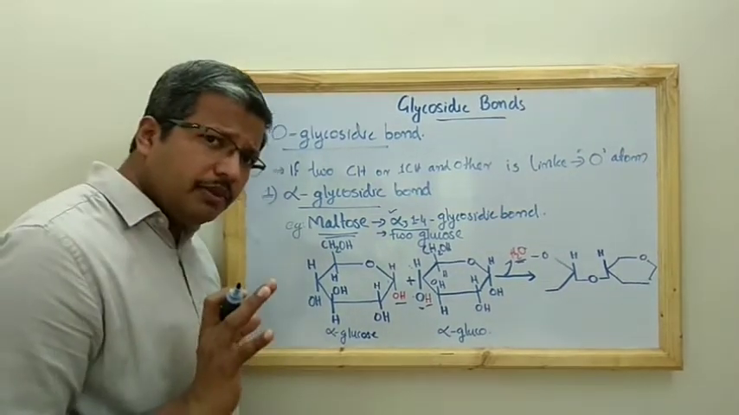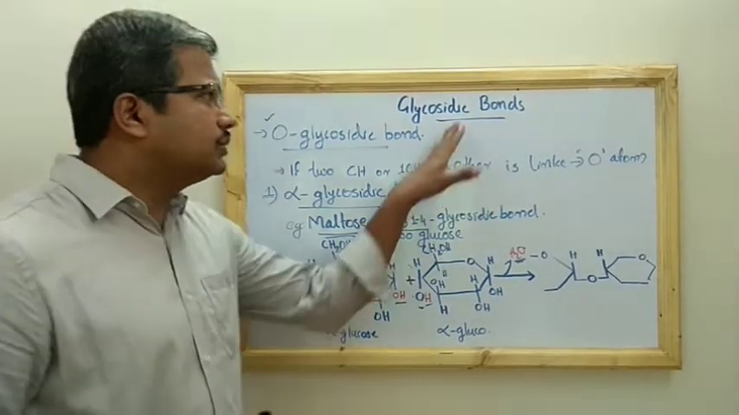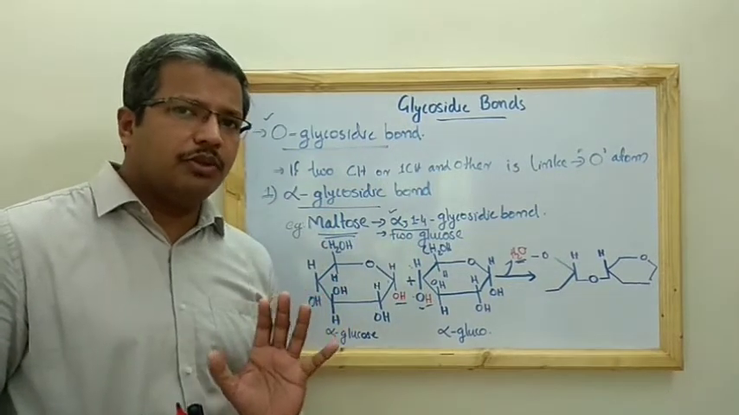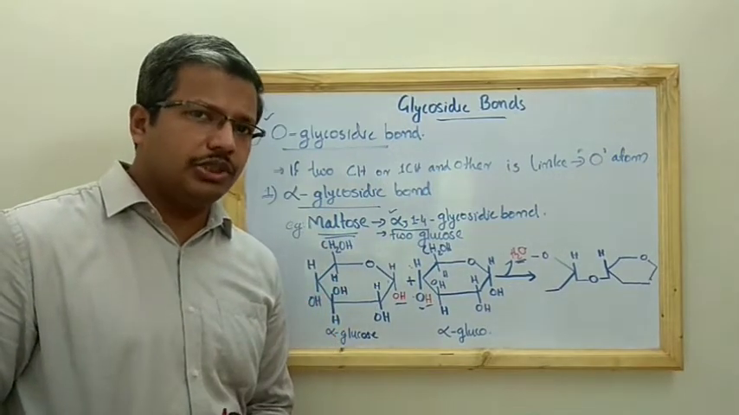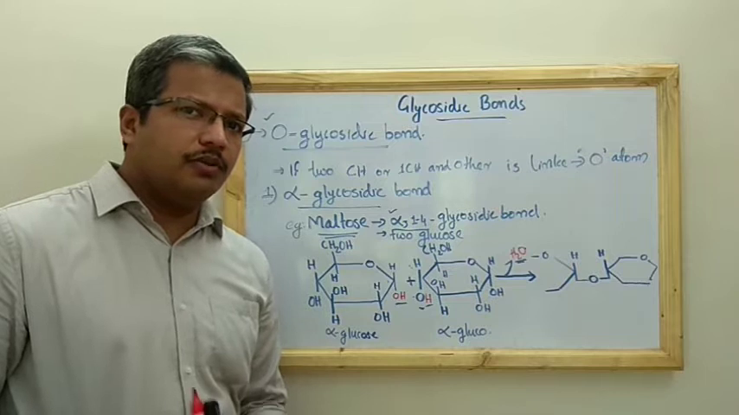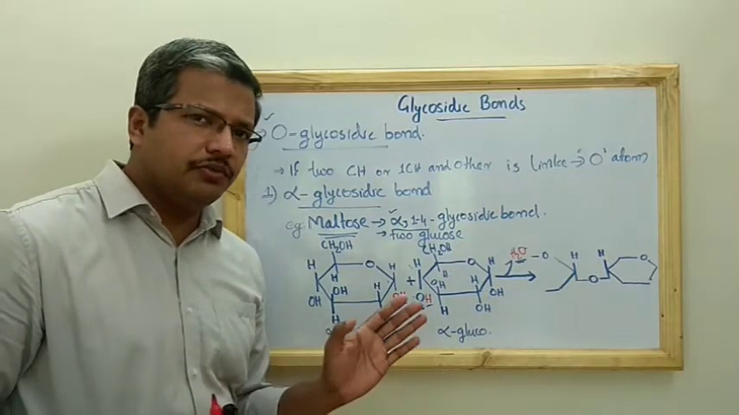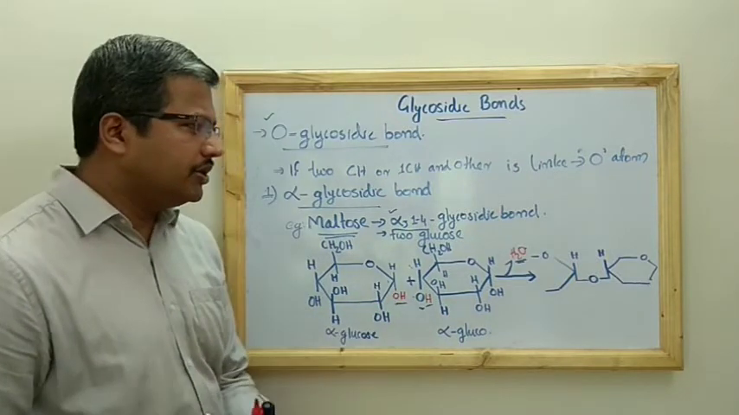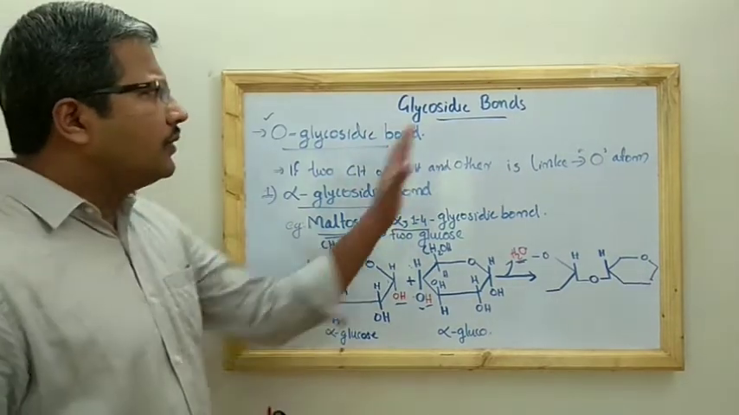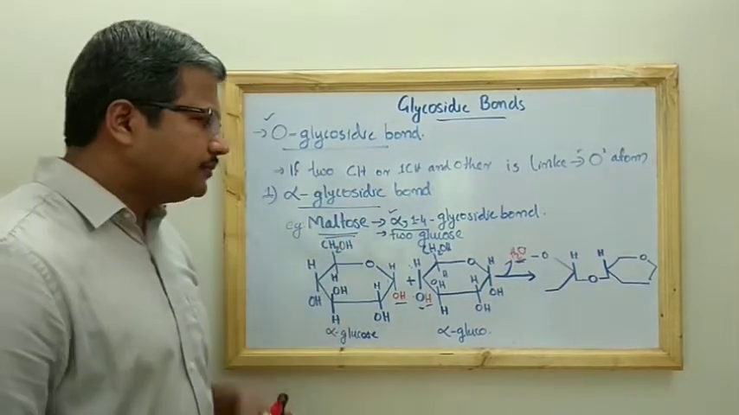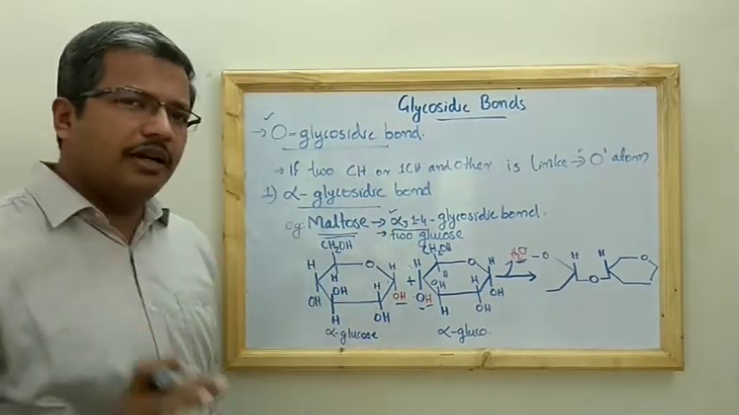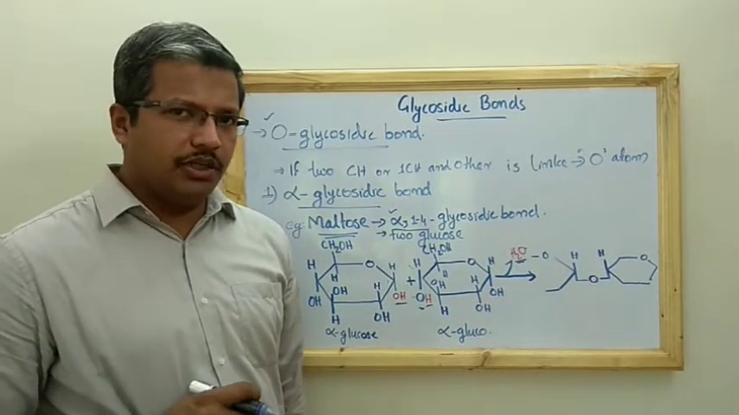You have to keep in mind that the different types of glycosidic bond are important for the 4-mark question. Almost 90% it will be coming in this year's examination, this semester examination. So this is important. This is one example of an alpha glycosidic bond.